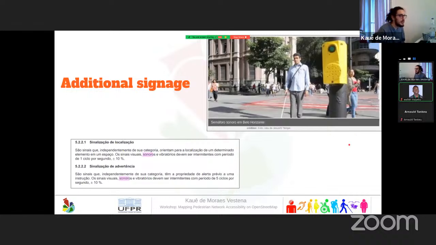There's also the regulatory part for additional signage, for example sound signals for the blind, or even vibratory signs for the blind.